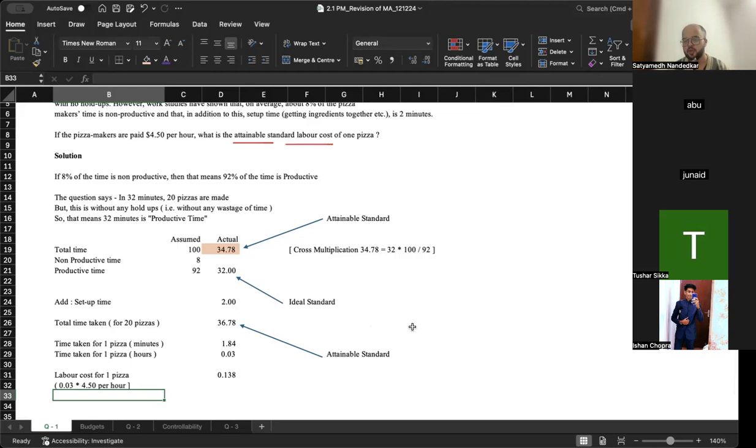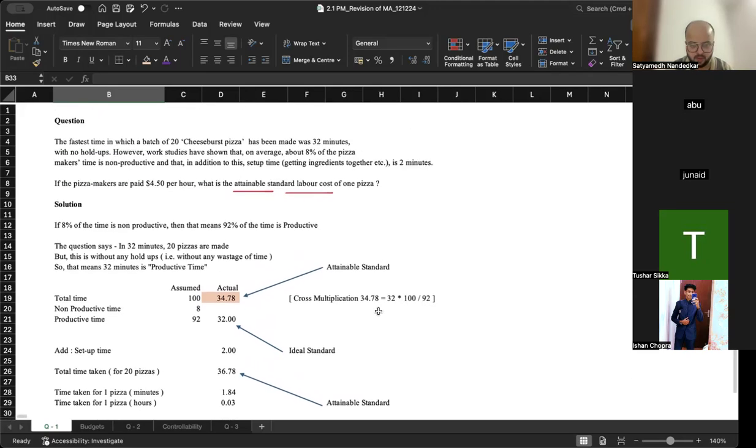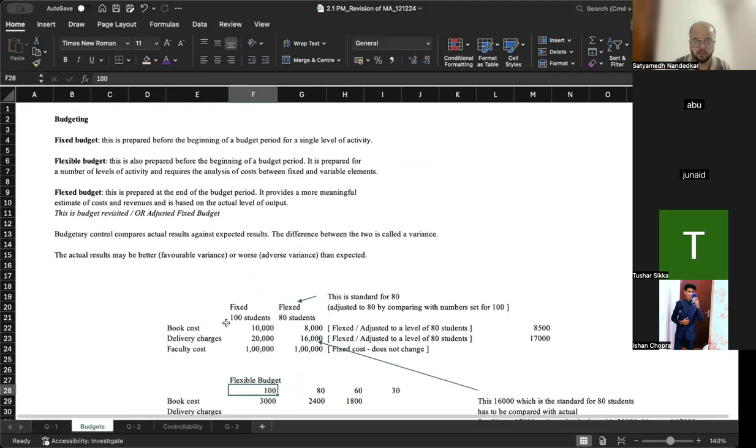Any questions, Abu, Junaid, Tushar, Ishan? Anything that you want to ask here? No, sir. Understood. Now, the budgeting part is a separate chapter altogether. Okay.